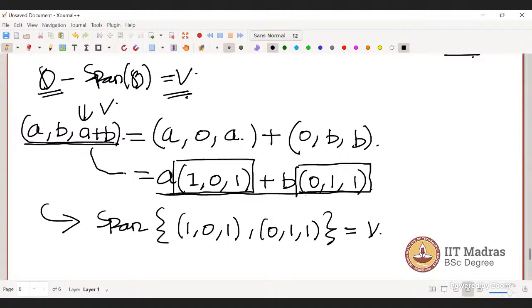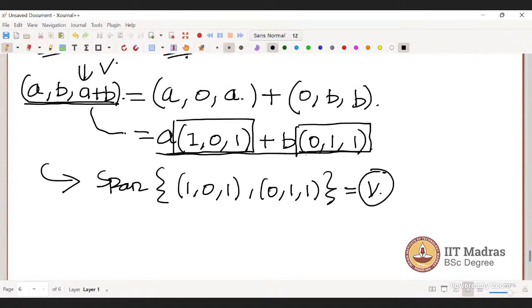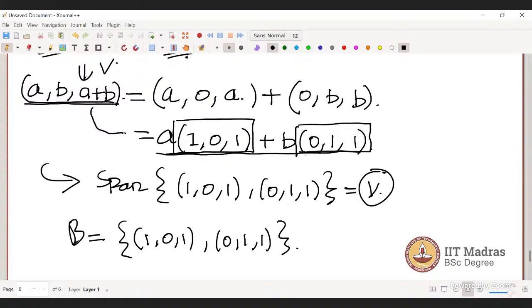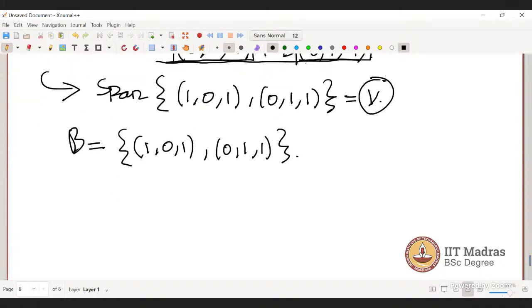So basically what I showed is that I can write an arbitrary element of V as a linear combination of (1, 0, 1) and (0, 1, 1). That means the span of this set is V. To show that this is a basis of the vector space V, I have to show that it is linearly independent, because I have already shown that the span of this set B is V.